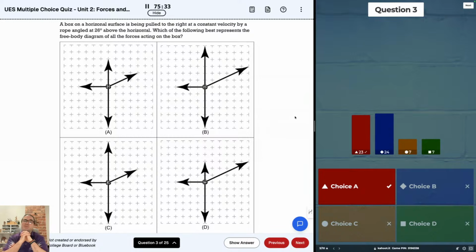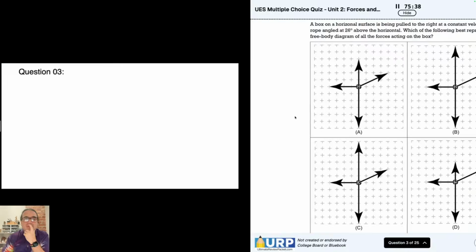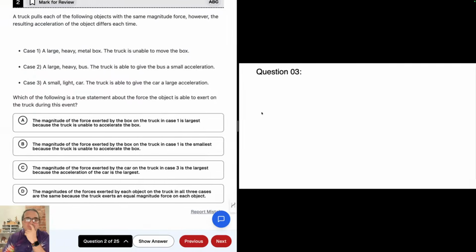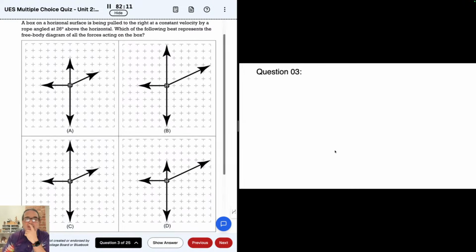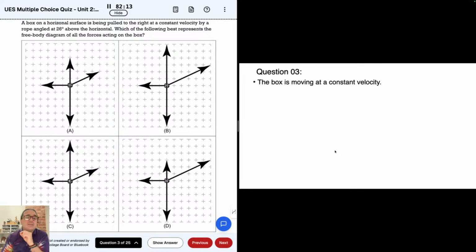All right, here we go. Choice A is the correct answer. So let's look at this question. All right, so we have question 3. The box is moving at a constant velocity. Therefore, the net force on the box is equal to what, class? That's a question. Looking for comments in the chat. The box is moving at a constant velocity. Therefore, the net force on the box is equal to what?